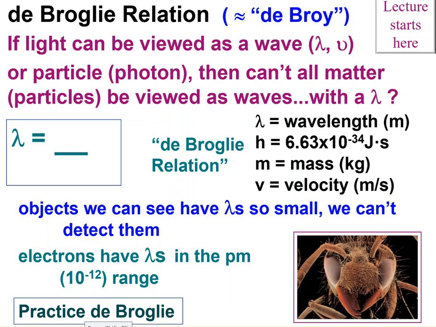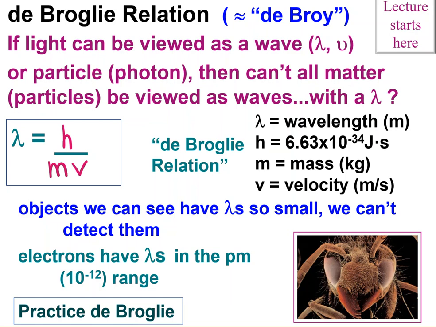Something interesting happened when de Broglie said, if we can view light as both a wave with a wavelength or as a photon, as a particle of energy, then can't other particles or objects be viewed and their energy and location be described by a wavelength? And so we have a kind of famous equation that we need to just introduce you to and learn how to use and see why it's important.